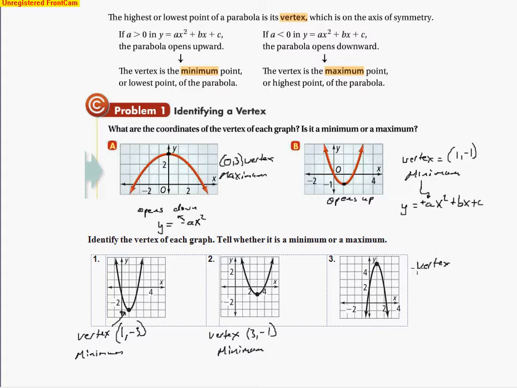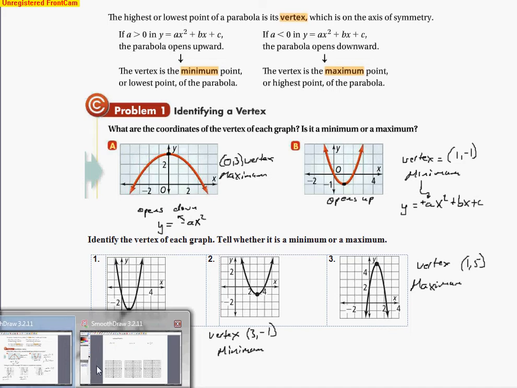So the vertex here is 1 to the right and 1, 2, 3, 4, 5 spaces up. So (1, 5), and this is a maximum point. So it's important to understand that concept of minimum and maximum, so it helps us when we're graphing it. And again, to realize that whenever we have a positive x squared term, it's going to open up. A negative x squared term is going to end up opening down.